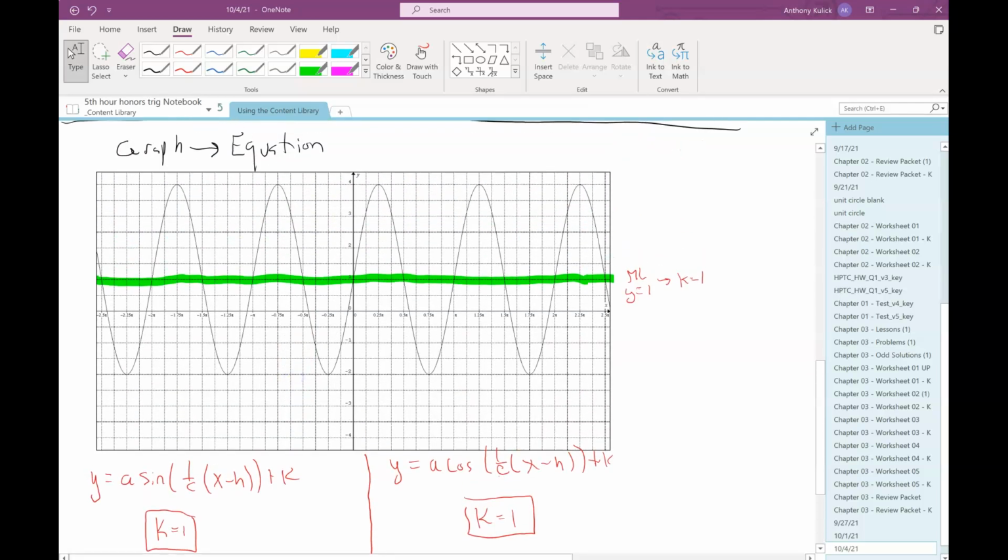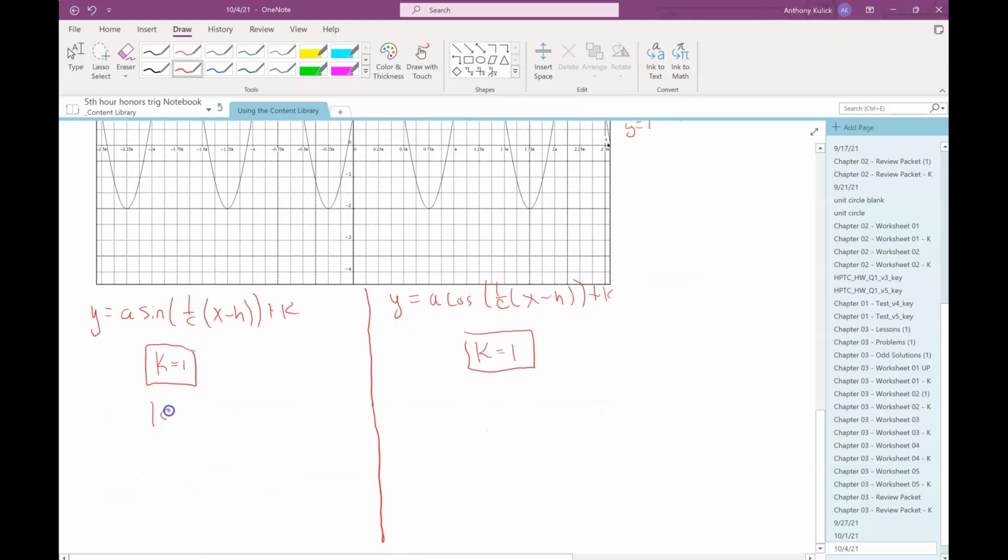Next, I'm going to find the value for a. To do that, I need to look at the amplitude. The amplitude was the distance from an extreme point, a max or a min, back to the midline. So the midline is at 1, that maximum's at 4. So the amplitude there was 3. So I know that the absolute value of a is 3.